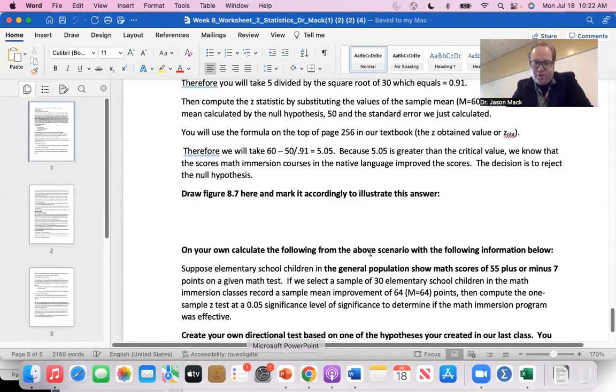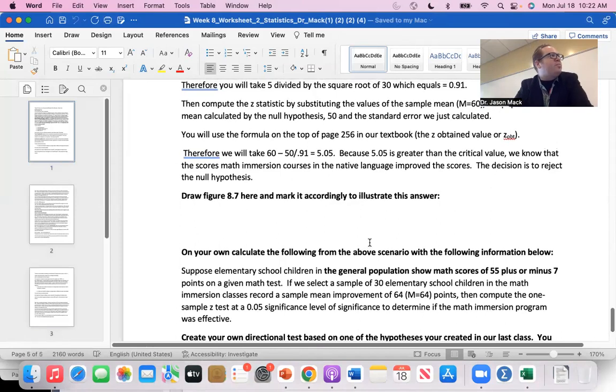Suppose elementary school children have general population math scores of 55 plus or minus 7 points on a given math test. Select a sample of 30 elementary school children in the math immersion program, and record a sample mean of 64. Then compute the one-sample z-test at a 0.05 level of significance to determine if the math immersion program was effective. So this is a directional test, and we're literally going to do our steps from the example above. So step 1, let's just grab all of this and make sure we're doing that.